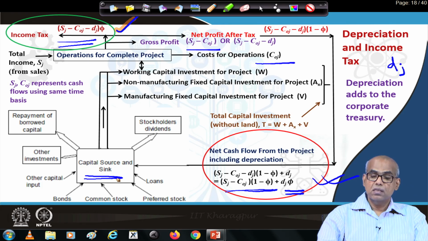So, this recovery of the depreciation increases the net cash flow and also leads to the recovery of the initial investment that has been made.